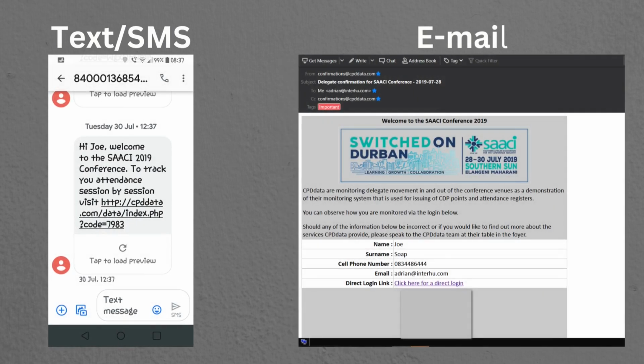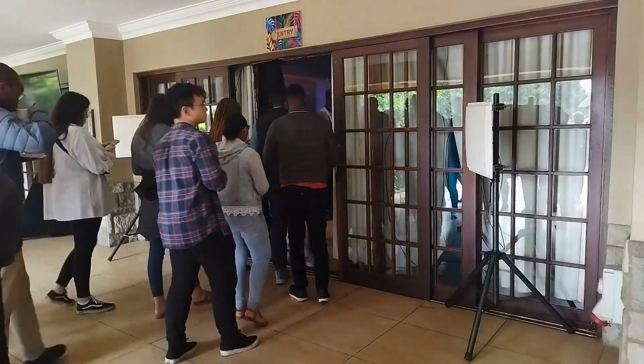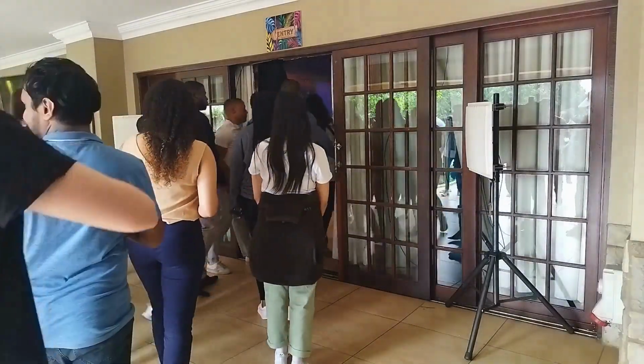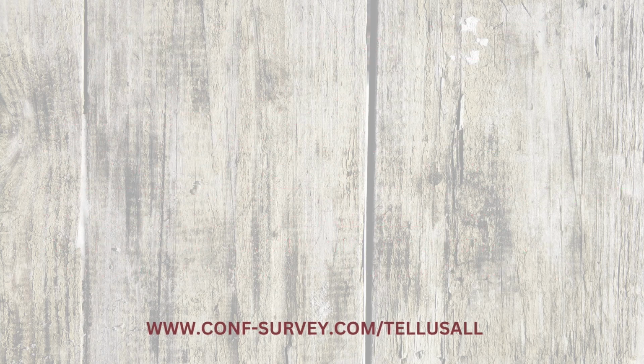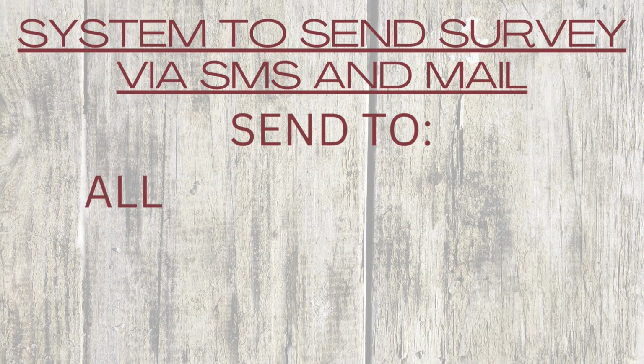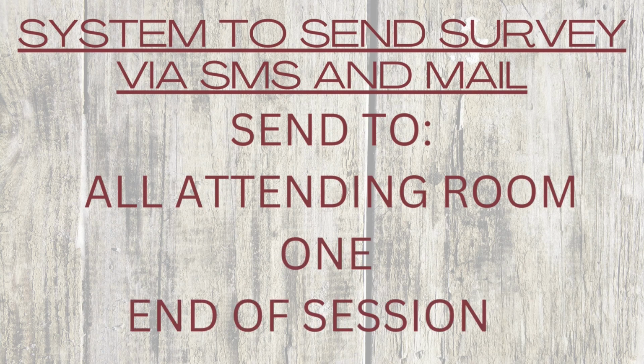Our system sends messages via text and email, triggered by delegate movement past a specific point at a specific time. For example, if you need to send a feedback survey to the delegates leaving room 1 at the end of session 2, we can ensure that as each attending delegate leaves the room, a message with a link to your survey is sent to them.